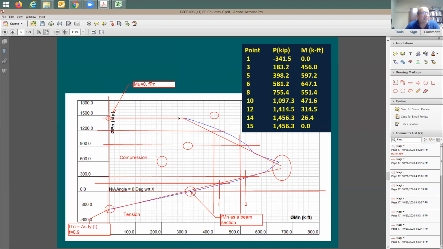And how much is this? I'm going to come back to you on this. I'm going to tell you exactly how much the moment is right here to come up with the coordinates of this point. So, okay, good. How about this point here?